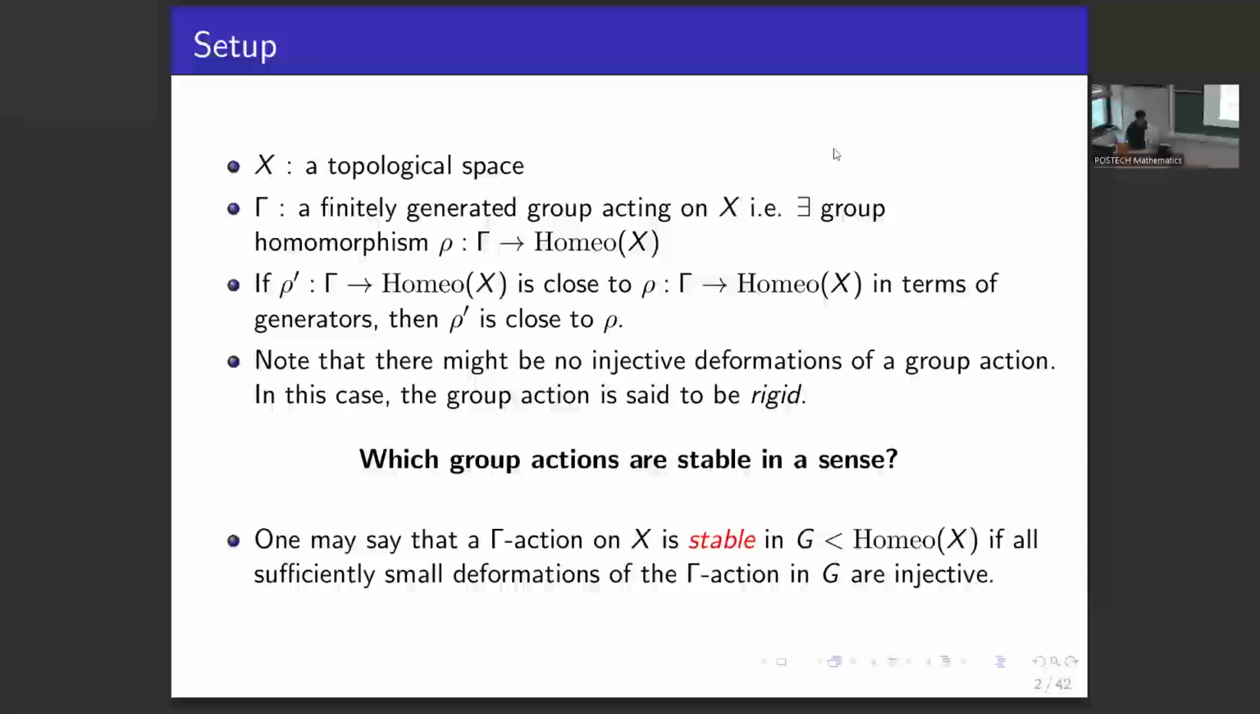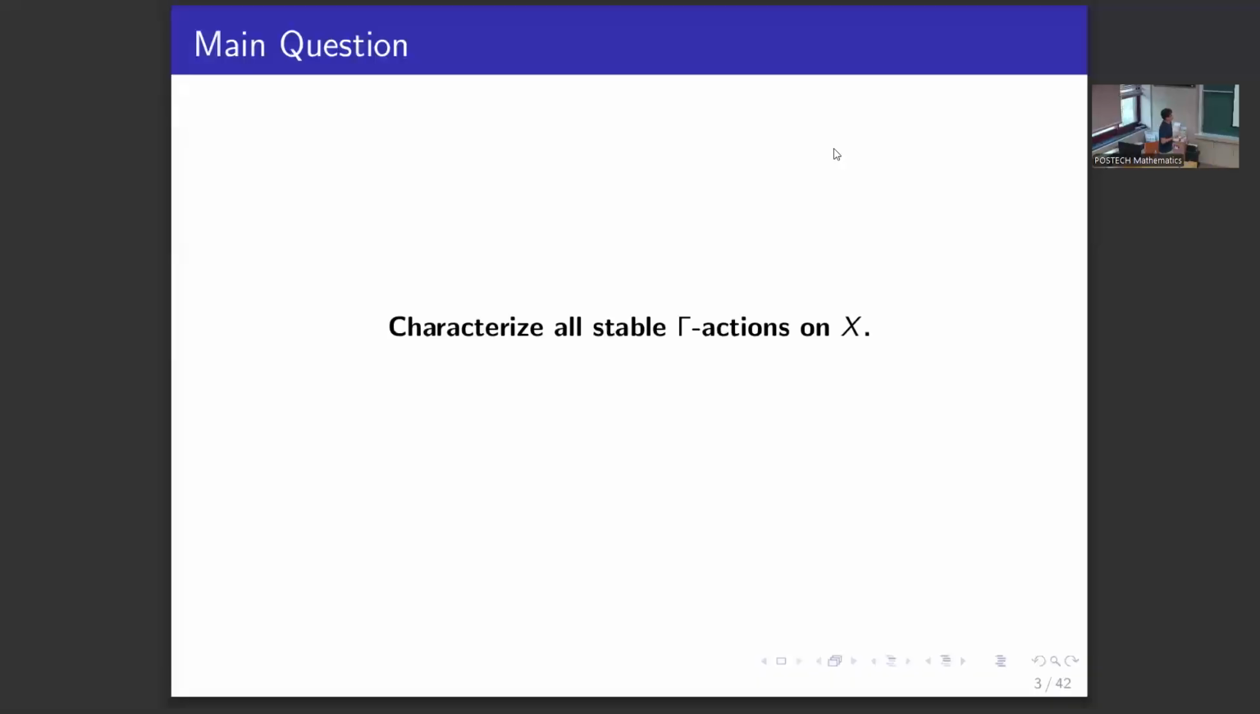This kind of stability often happens in the study of geometric structures. Usually if you have some compact (G,X) structure on some compact topological manifold, then you can have the same kind of (G,X) structure around the given one. So usually (G,X) structures are stable things. So the main question is to characterize all stable gamma actions on X.